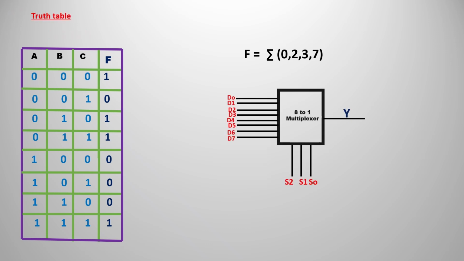If you observe clearly, there are a total of 3 variables included here, because the biggest term here is 7, the 7th min term. From that we can confirm that it has 3 variables A, B, C. We can implement this with the help of the multiplexer. We have to use an 8x1 multiplexer because there are 3 variables, so we need 3 select lines. So I am taking the 8x1 multiplexer.